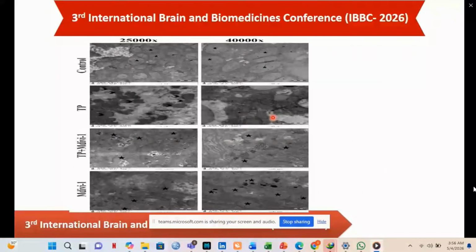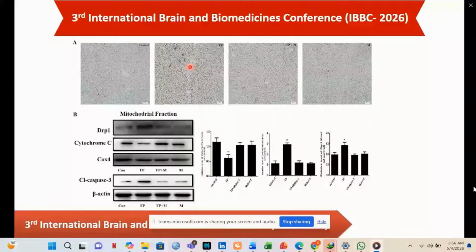Now here you can see the TUNEL assay: there is apoptosis in the animal tissue of the triptolide treatment group. And here is the Western blot of animal tissues. You can see that there is an increase in the DRP1 level of mitochondria in the animal tissue, the rat liver tissue. Cytochrome C level is decreasing in the mitochondria, and it shows that there is apoptosis of mitochondria. Here, basically, its level is increased. You can see this in the triptolide group, which is restored by triptolide plus MDB.